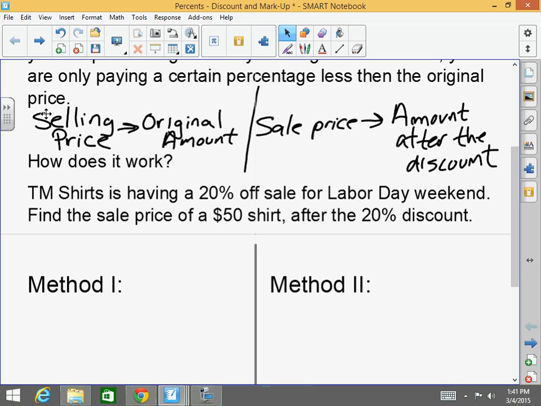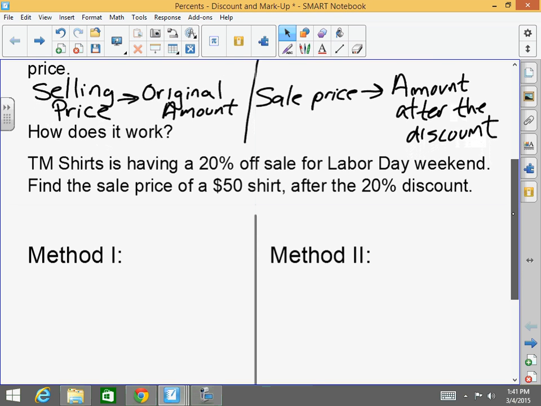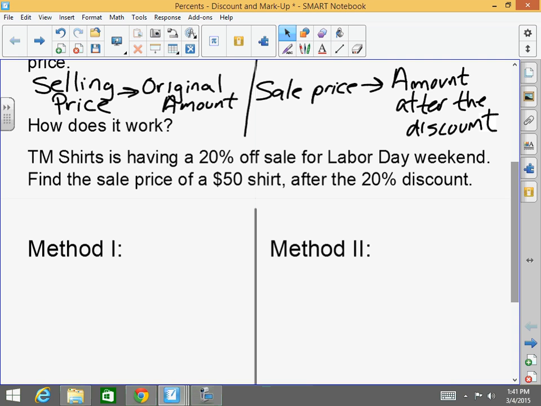Sale price is the price after the discount. You guys with me there? Okay. So you have this shirt that is regularly selling for $50, but you want to find the sale price after a 20% discount. Two ways to do this.